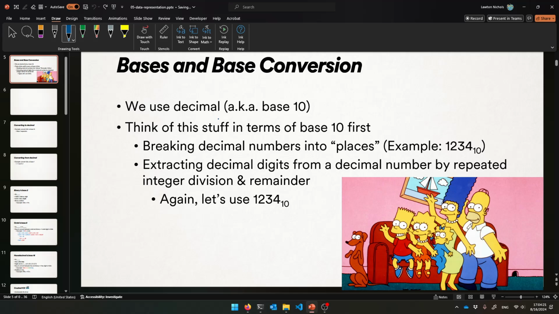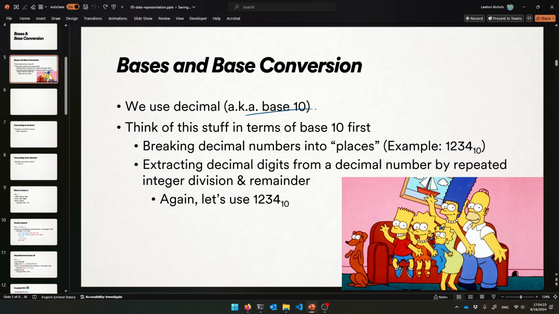As humans, we like to think of things in terms of decimal numbers, or base 10 numbers. The normal numbers that we write look like this, 123, and that is secretly in a certain base, it's base 10. So I can put a subscript there to specify this time.